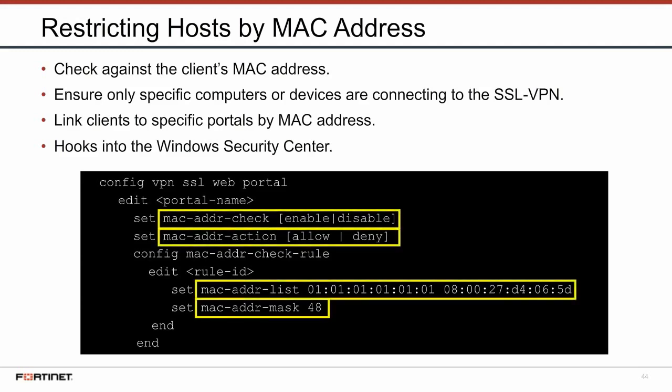You can also configure FortiGate to check against the client's MAC address when remote users attempt to log in to the SSL VPN portal. This makes sure that only specific computers or devices are connecting to the SSL VPN tunnel. This setting offers better security because passwords might be compromised. MAC addresses can be tied to specific portals and can be either the entire MAC address or a subset of the address.